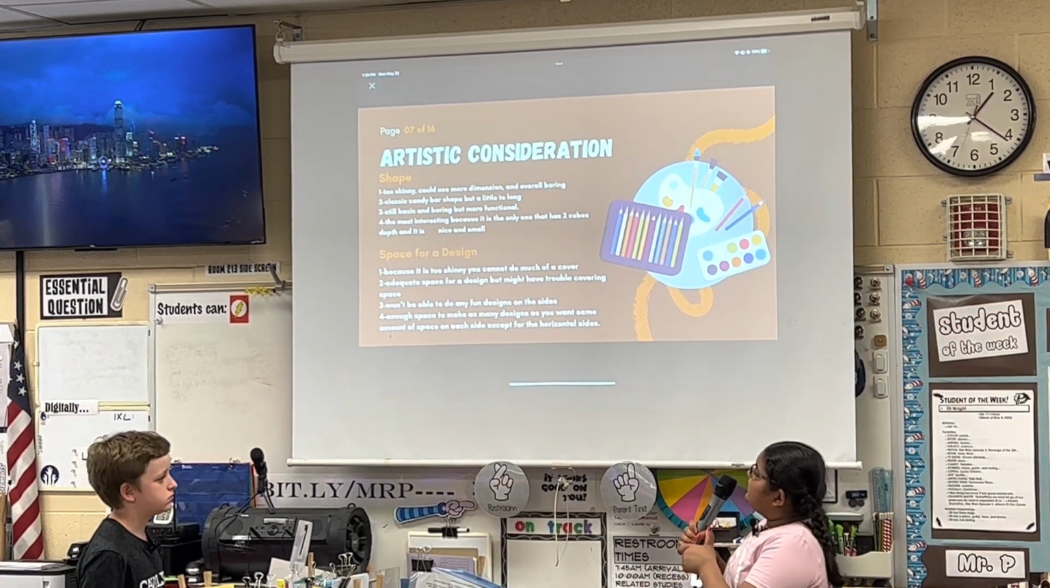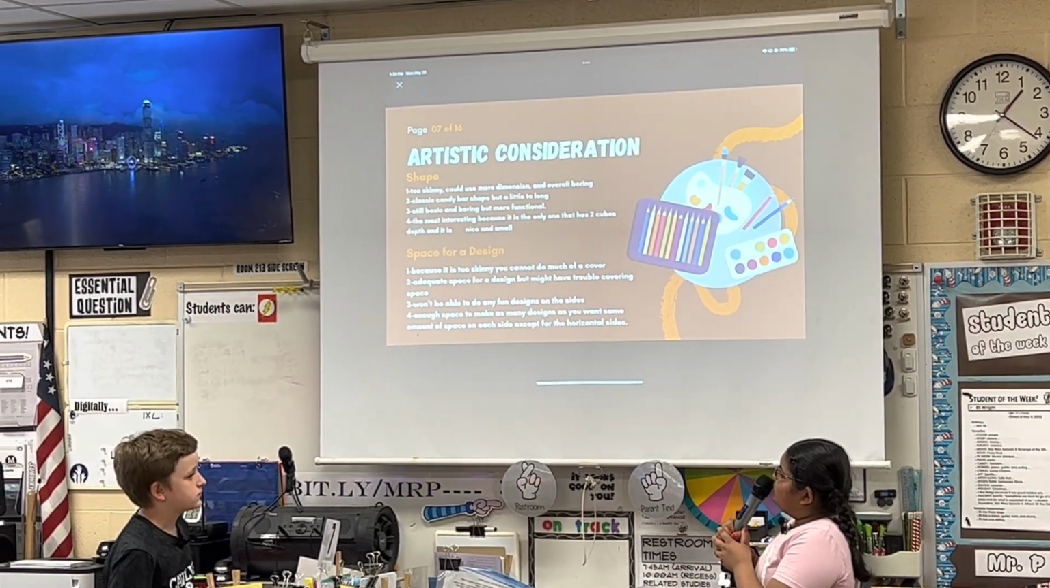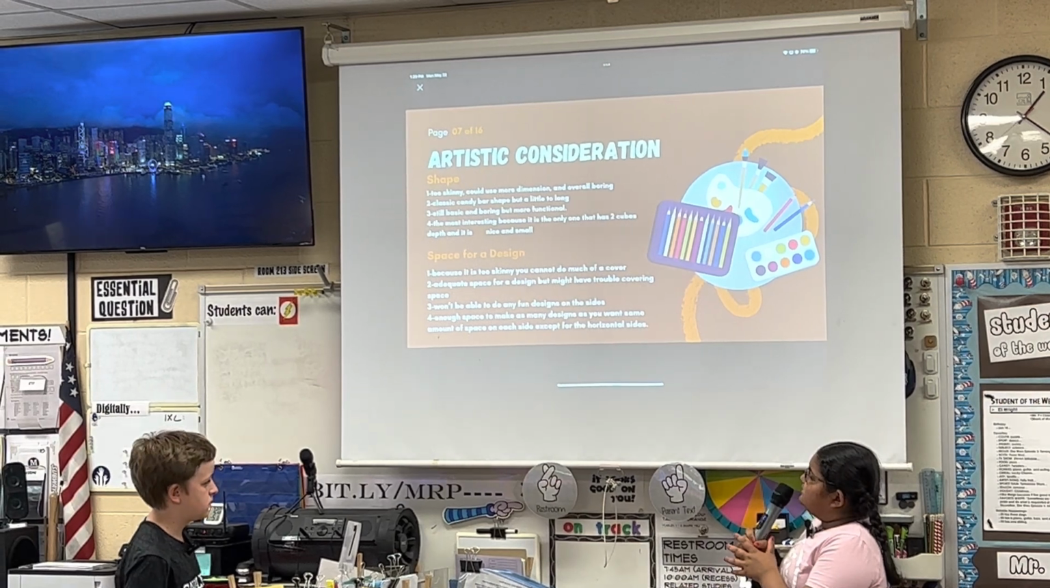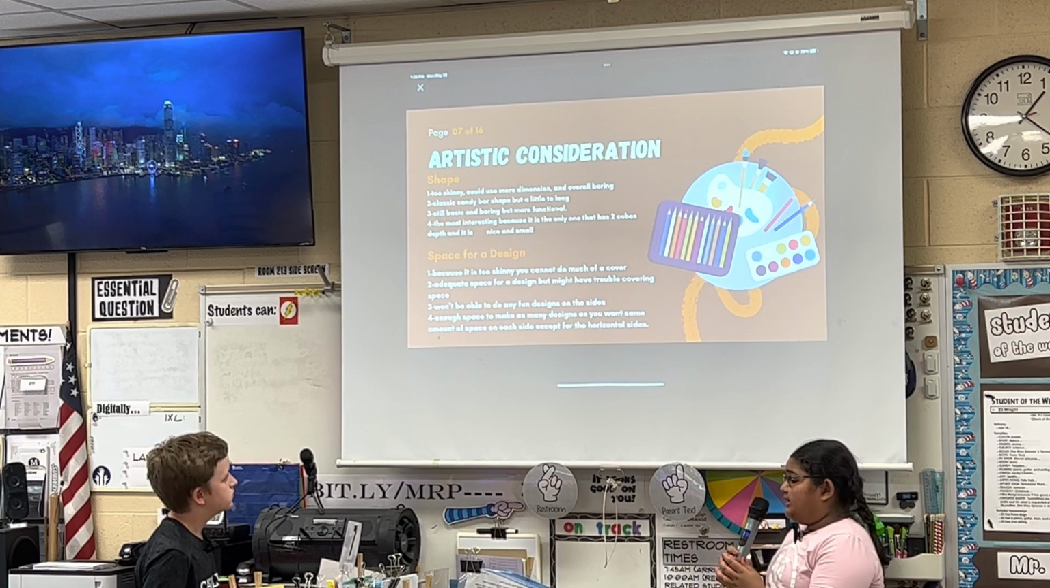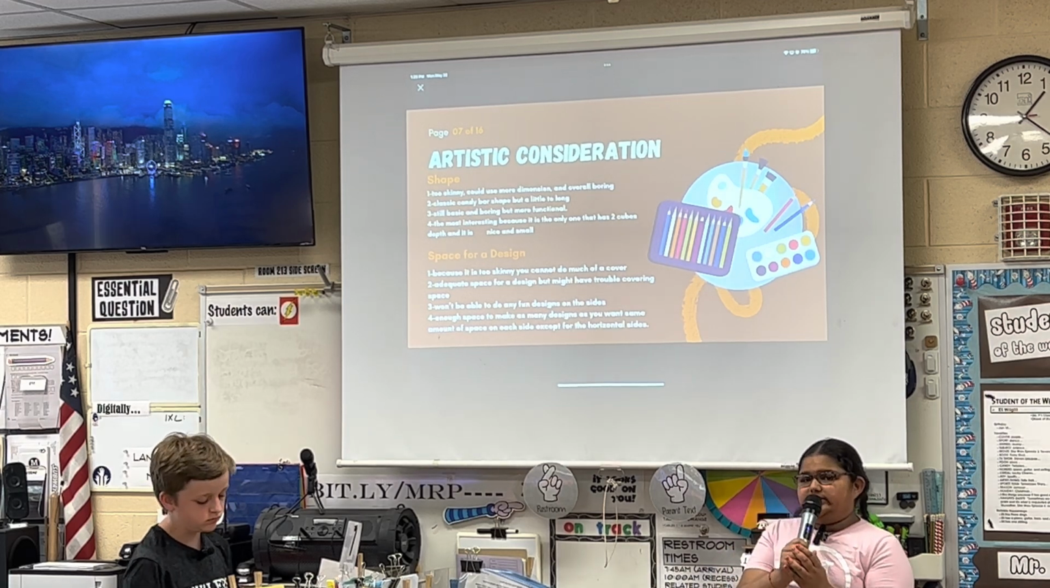And number four has enough space to make as many designs as you want, and has enough space on each side, except for the horizontal sides, which you can relate to the vertical sides.